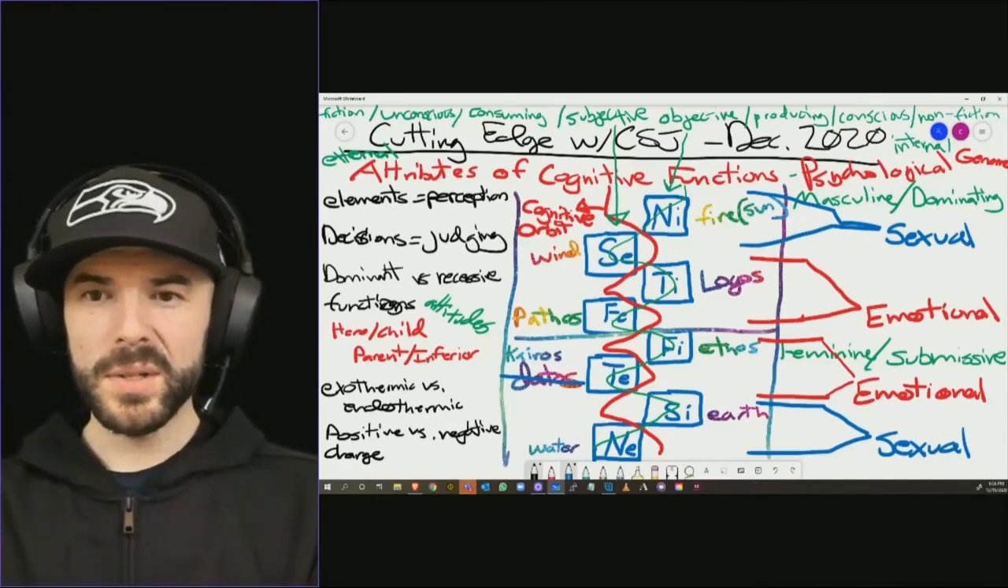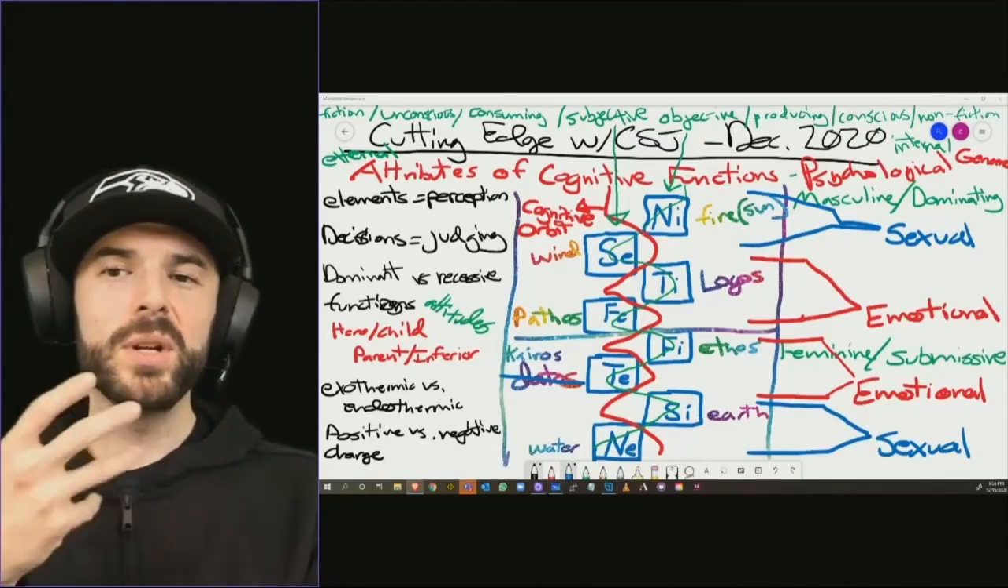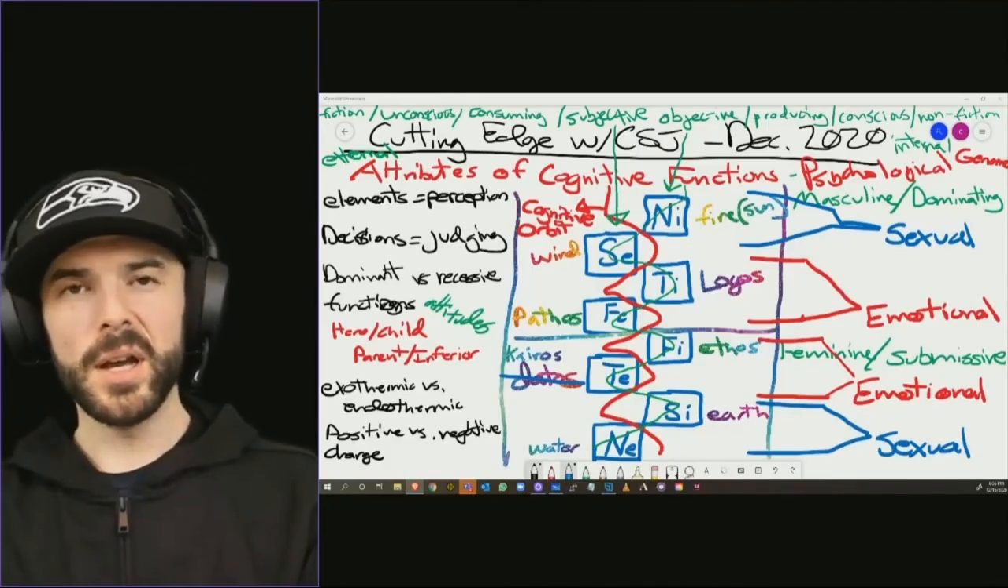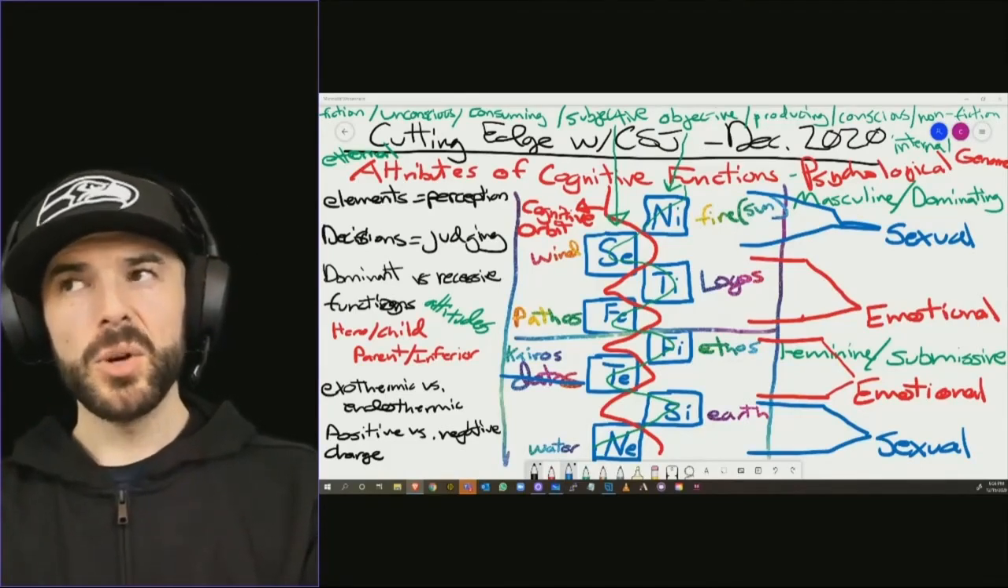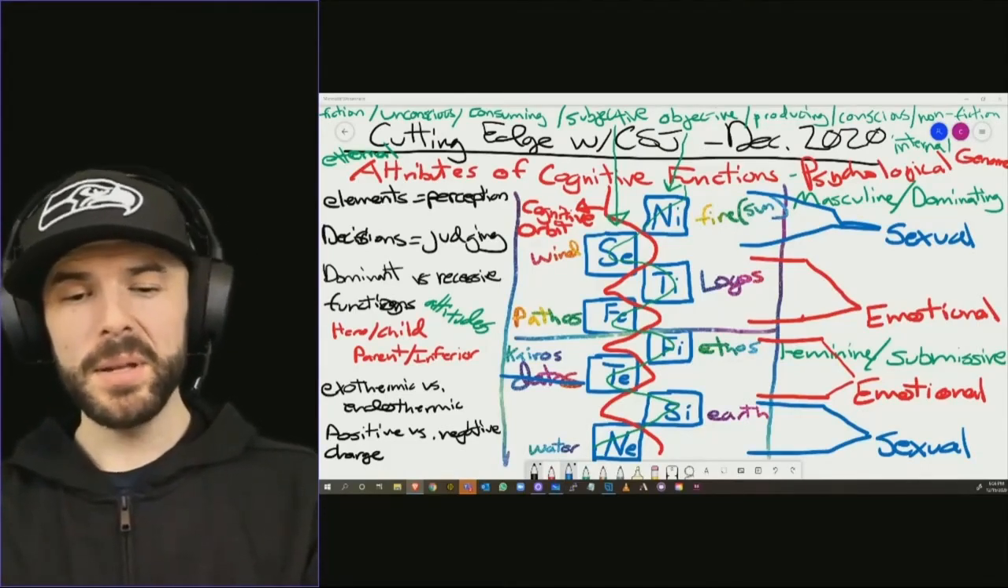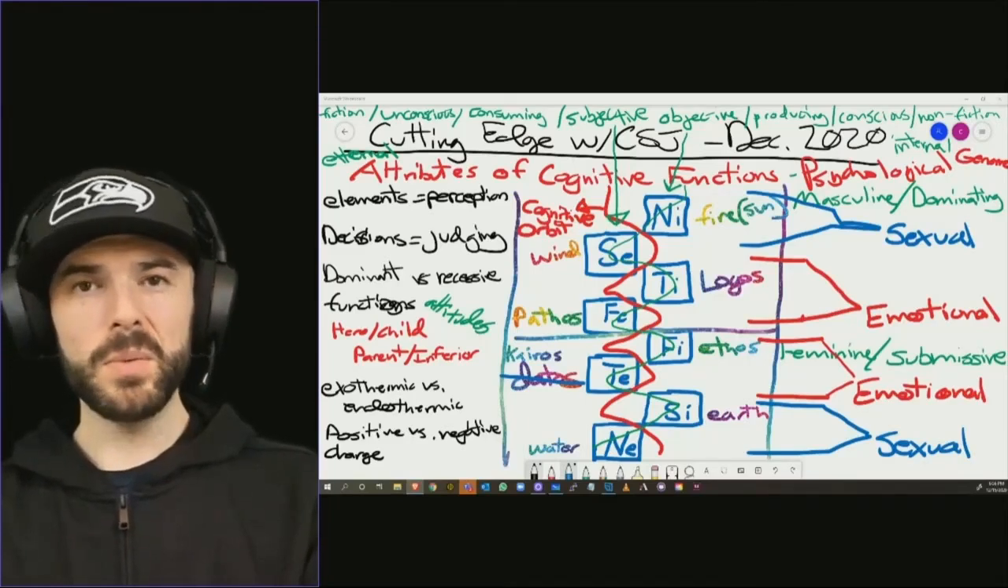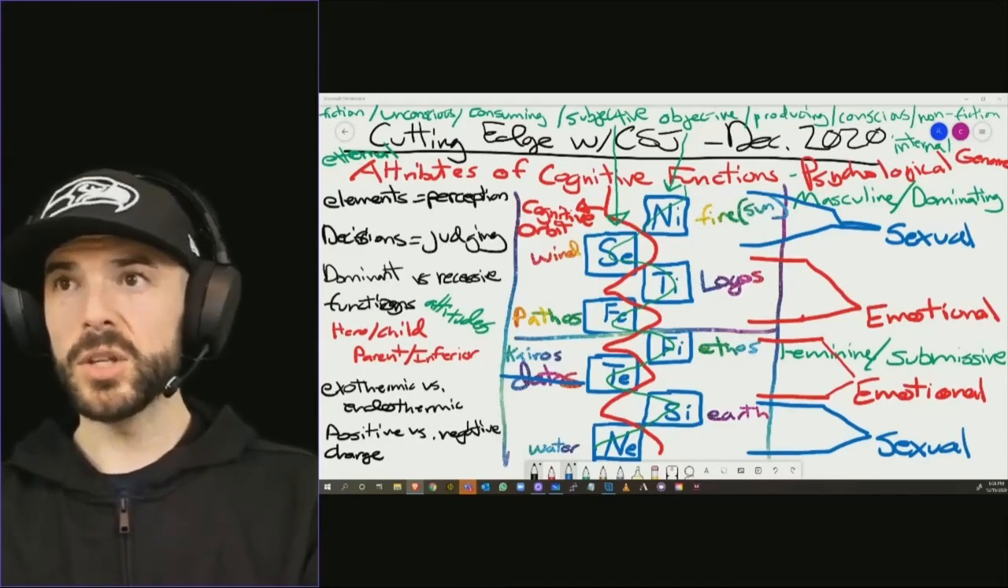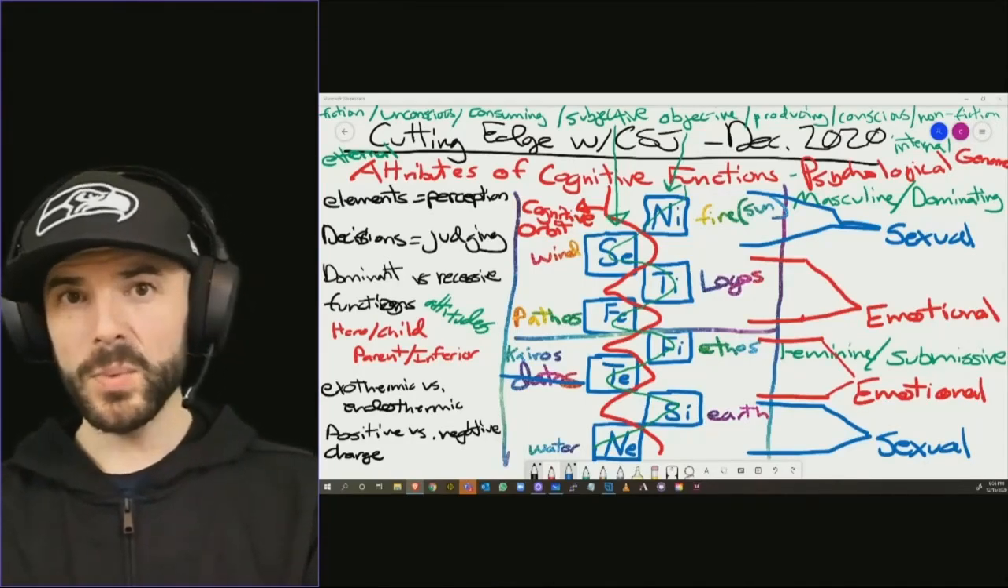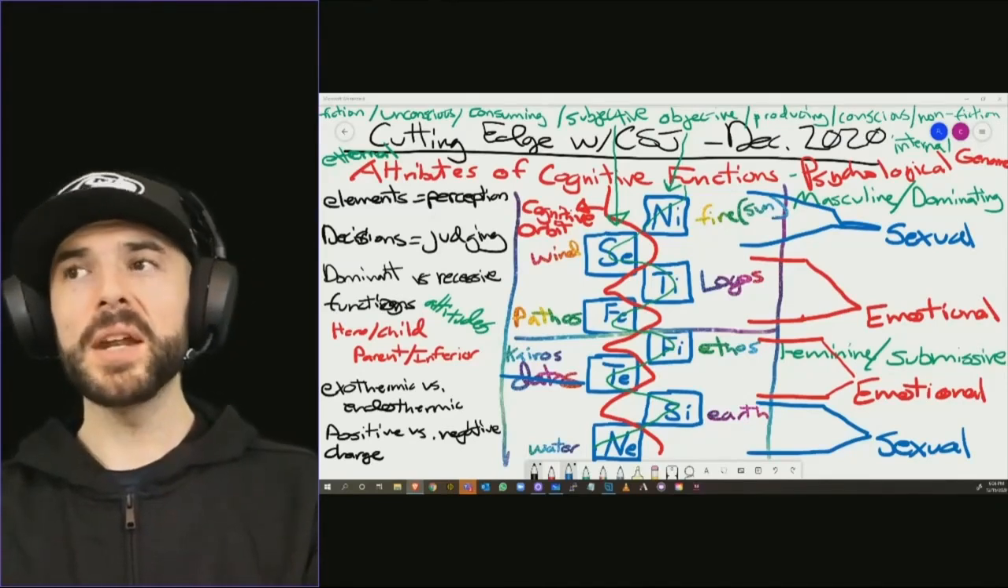So it's really, really important to understand that. So again, this is a base template. You can apply every attribute within the type grid to individual functions, as well as all these attributes here on this whiteboard. It's all represented.